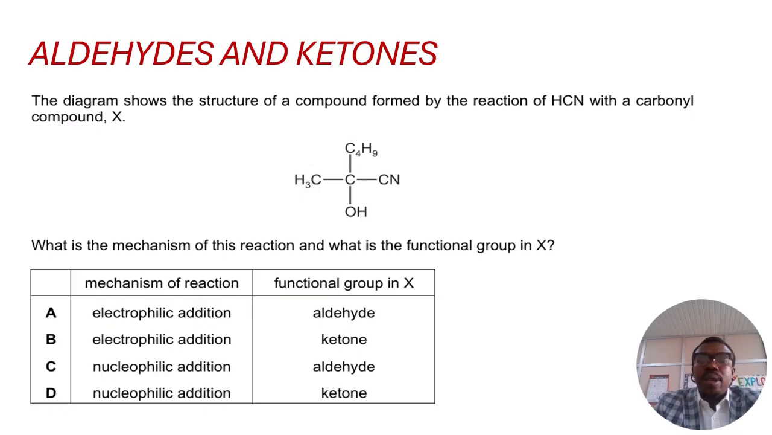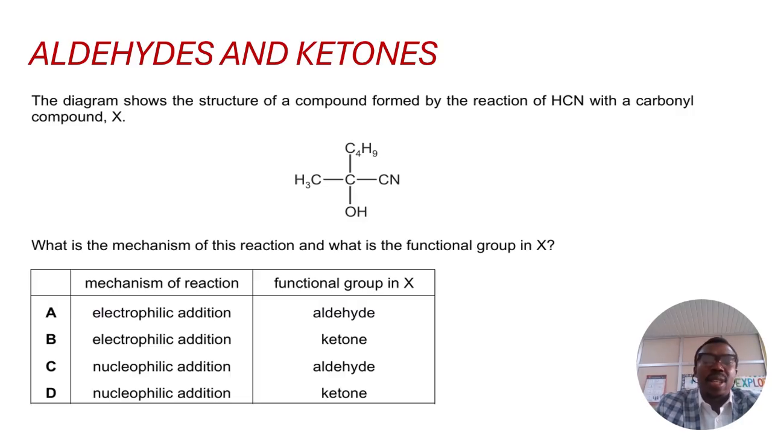Before us, a typical chemistry A-level question on aldehydes and ketones. The diagram shows the structure of a compound formed by the reaction of hydrogen cyanide with a carbonyl compound X. So you can look at the structure of the organic compound. What is the mechanism of this reaction, and what is the functional group in X?